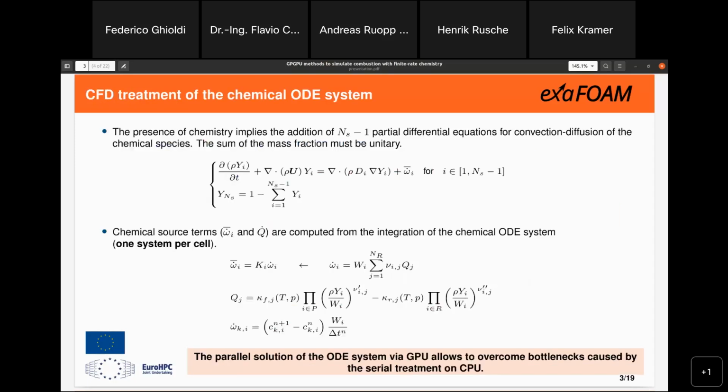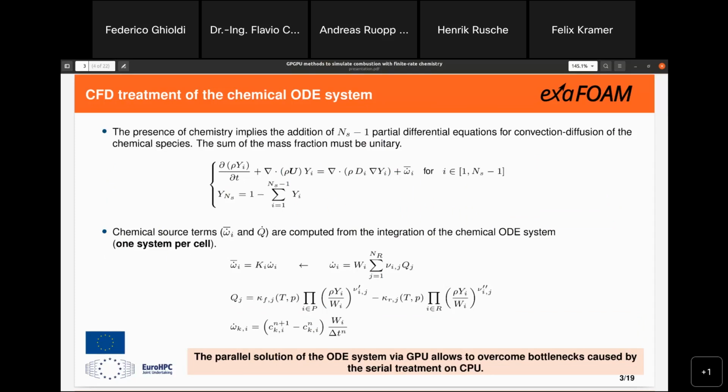So just to move very quickly to the analysis related to the governing equations that we have, which is something that I have already pretty much discussed. You not only have the presence of NS-1 partial differential equations for the convection diffusion of the chemical species, which are the ones at the top inside of the system. You have NS-1 because, of course, for the inert species, you consider that the sum of the mass fractions must be unitary. But you also have the source terms related to chemistry.